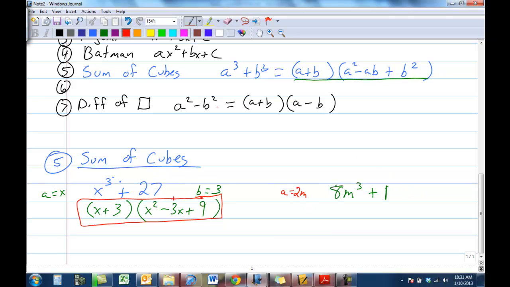If b cubed is 1, then what is b? B is also 1. 1 times 1 times 1 is 1. So this factors to 2m plus 1, a plus b, times the quantity of a squared, what is 2m squared? 4m squared, minus 2m times 1, ab, is 2m, plus b squared is 1. So that's our factored form.